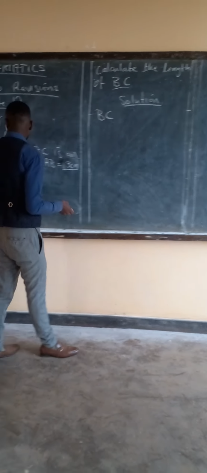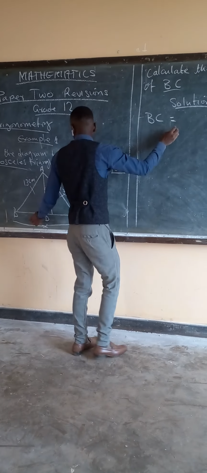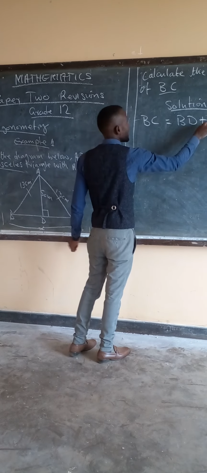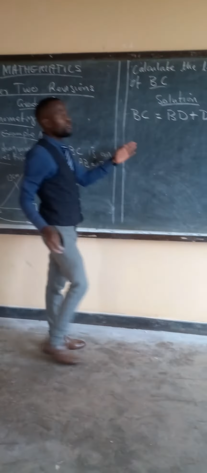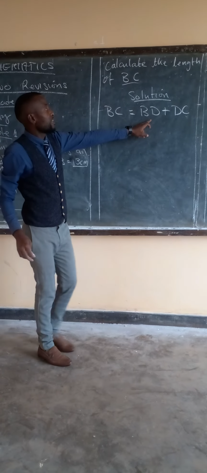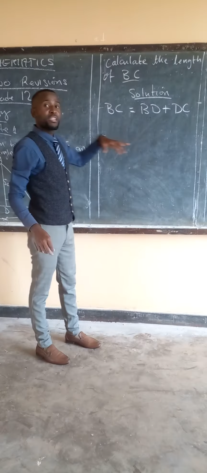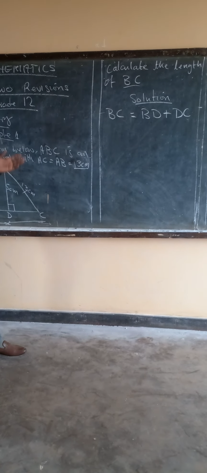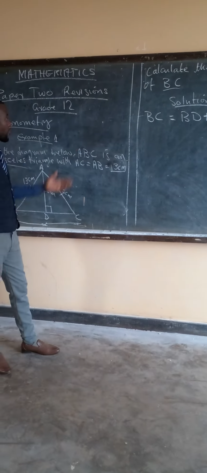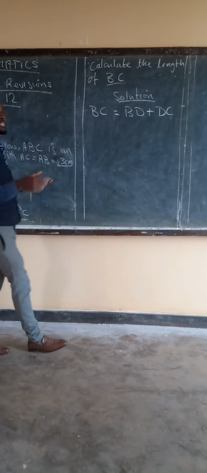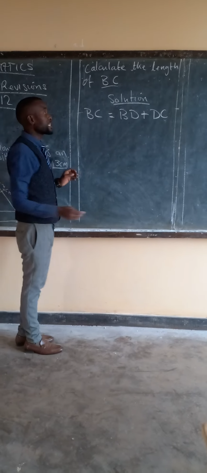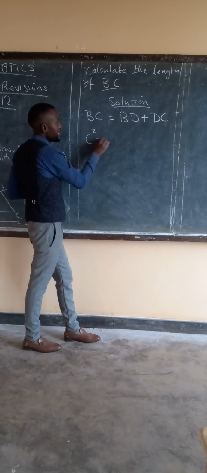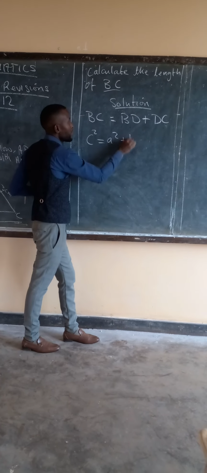BC can easily be calculated by saying what is my BD plus my DC. So if you know what BD and DC is, therefore you can easily solve what BC is. So how do we solve now for BD? BD now is where the Pythagoras theorem becomes applicable. As we learned earlier, Pythagoras theorem is simply C squared is equal to A squared plus B squared.